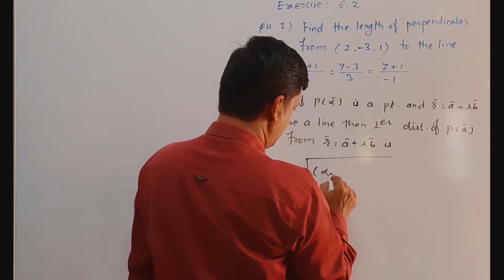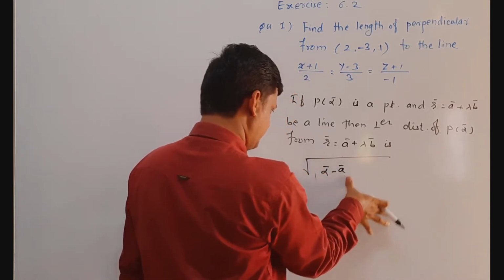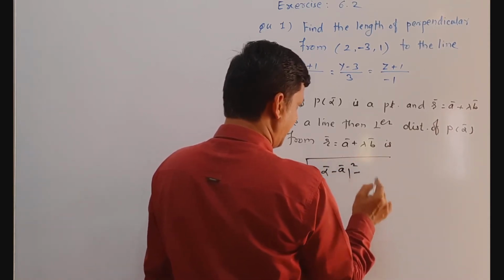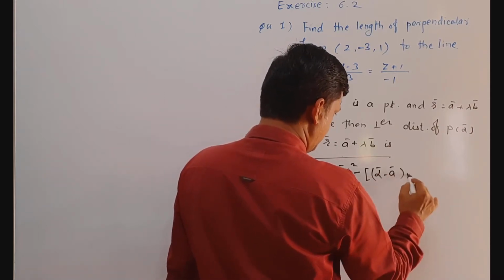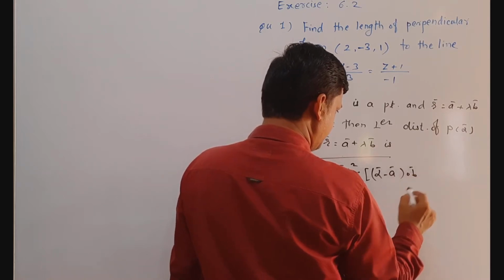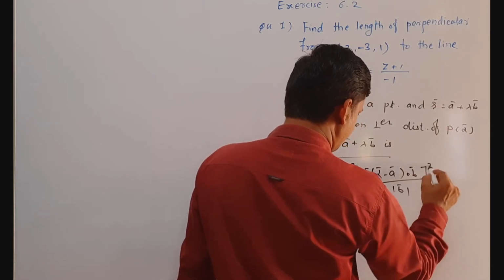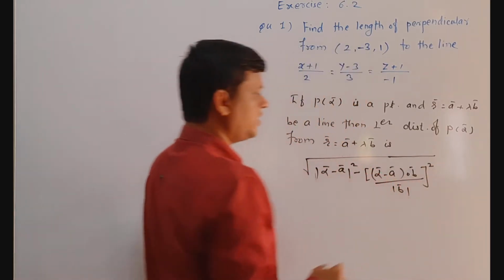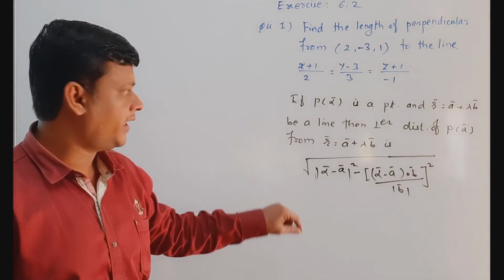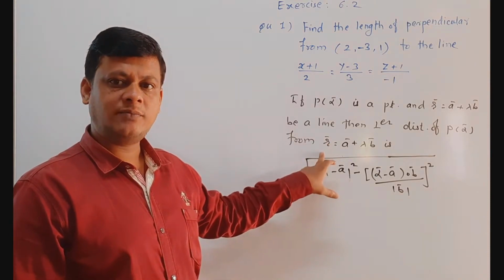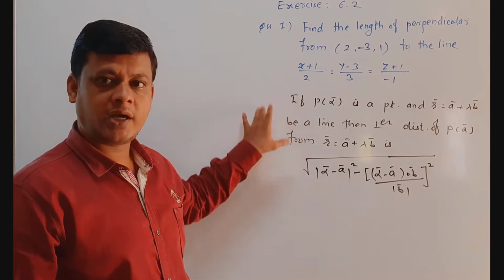under root of magnitude of alpha bar minus a bar, its square, minus alpha bar minus a bar dot b bar upon magnitude of b, its square. So by using this formula we can find a perpendicular distance of a point to the line or from a line. So we reduce this into vector form.